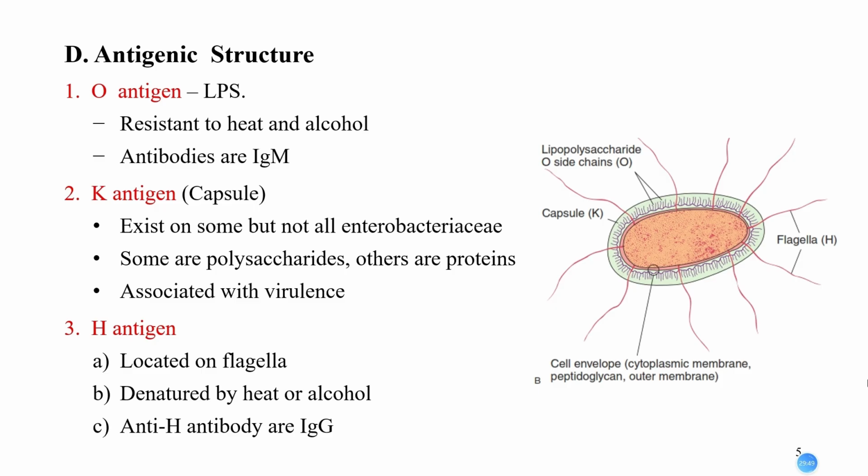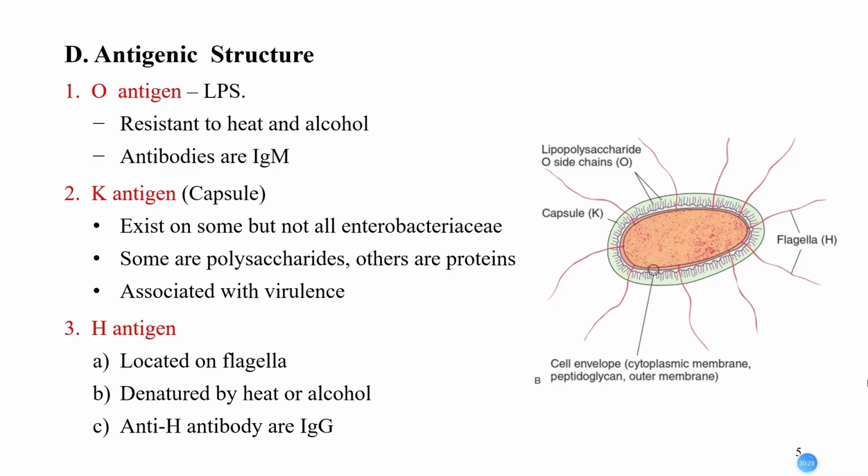And as I mentioned, most of them are motile. They have the flagella structure, so most of them would have the H antigen, which is located on flagella. And this is due to the protein antigen, the flagellin protein. So the H antigen can be denatured by heat or alcohol. And the antibody stimulated by H antigen is IgG, okay? The protein molecule usually stimulates production of IgG.